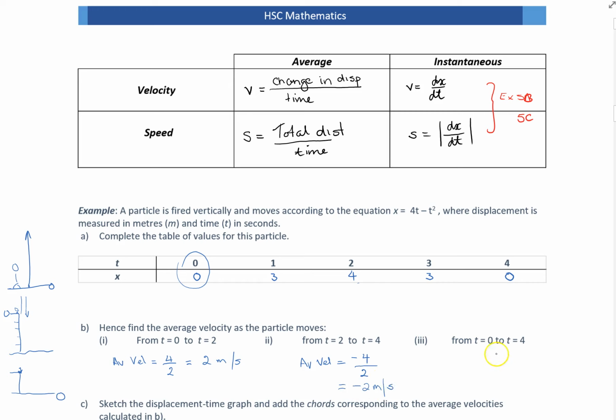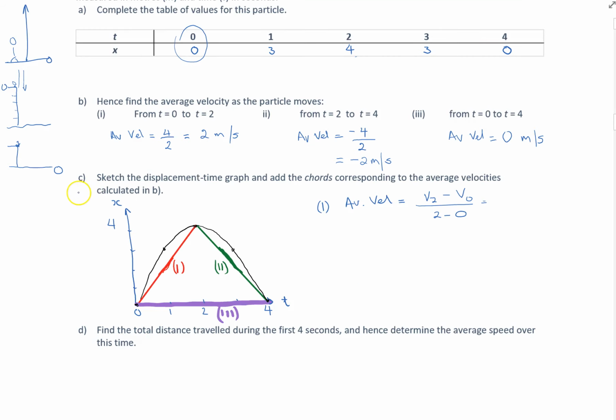And from 0 to 4, the average velocity, it's gone from 0 to 0, which is 0, divided by 4, is still 0 meters per second. So in part C, they ask you to sketch the displacement time graph.